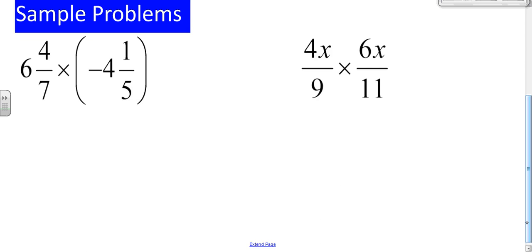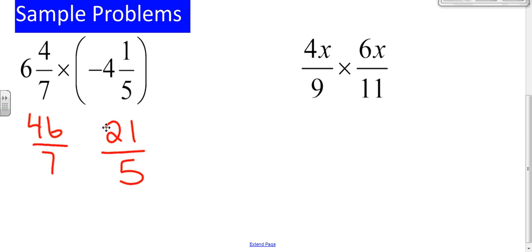So 6 and 4/7 times negative 4 and a fifth. I'm going to change these both to improper fractions. 7 times 6 is 42, plus 4, that's 46. Keep the denominator the same, 46 over 7. And then 5 times 4 is 20, plus 1, that's 21. Keep that denominator, 21 over 5. And then remember, this is going to be a negative 21 fifths because I have a negative mixed number here.